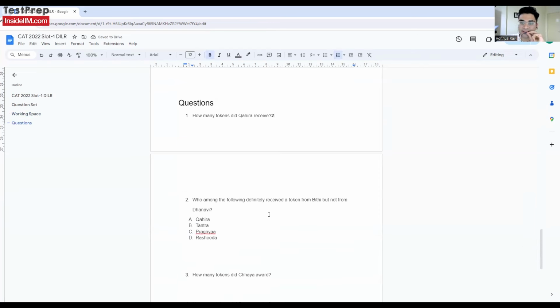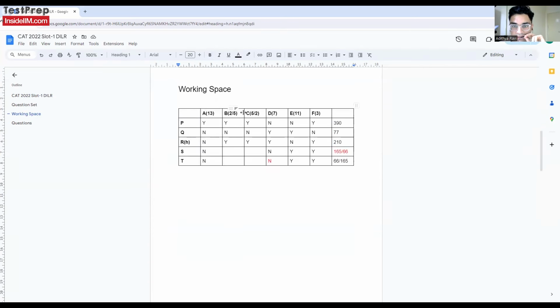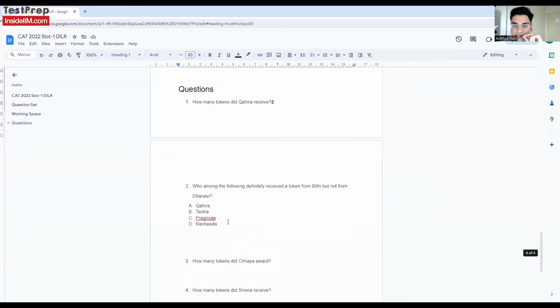Who among the following definitely received a token from B, but not from D? What does our working space tell us? We need a yes over here and a no over here. Straight up, we see P satisfies the condition. Q gives us the exact opposite, and R tells us there's a yes from both. We tested out two cases, so this could go either way. But they've asked us for a definite answer, so I will safely mark P as my correct option and move on to the next question.